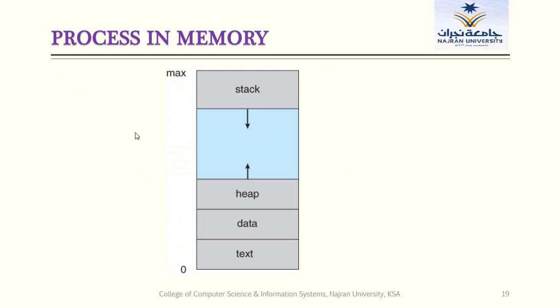The code of our program is called the text section. Now you can see in this figure that we have stack, heap, data and text. Stack, as we said, contains three things: function parameters, local variables and return address. Heap is a memory which is dynamically allocated to the process during runtime. Data contains all our global variables. And text is our program code.